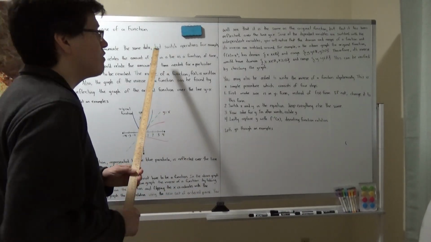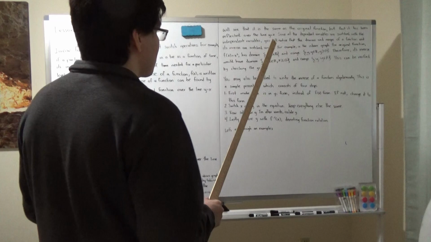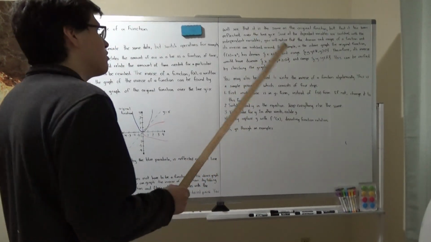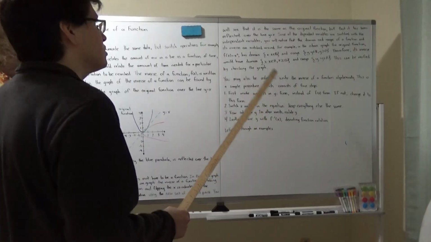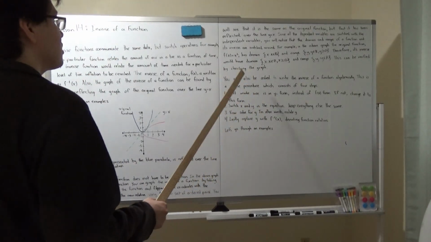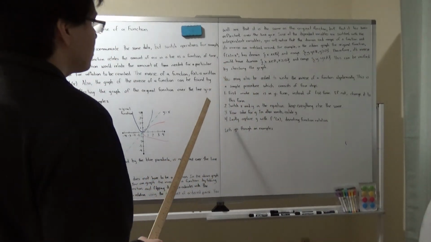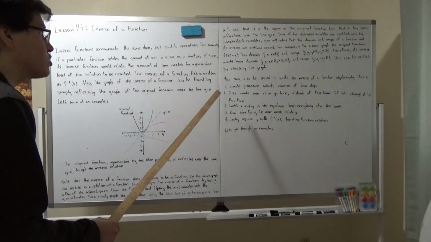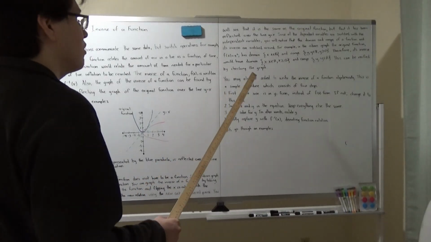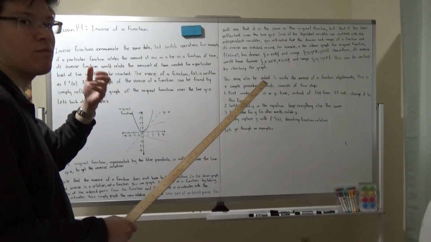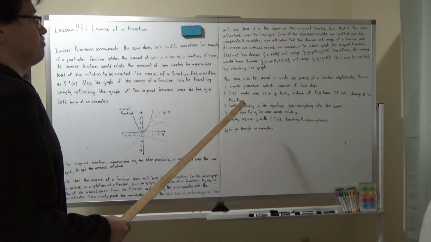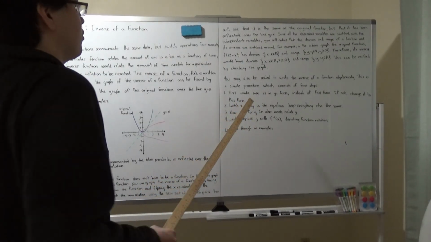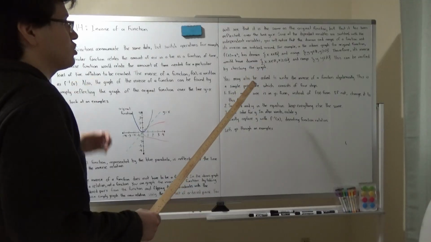Since all the dependent variables are switched with the independent variables, you will notice that the domain and range of a function and its inverse are switched around. So you just have to switch the domain and range of the function to get the inverse domain and range.